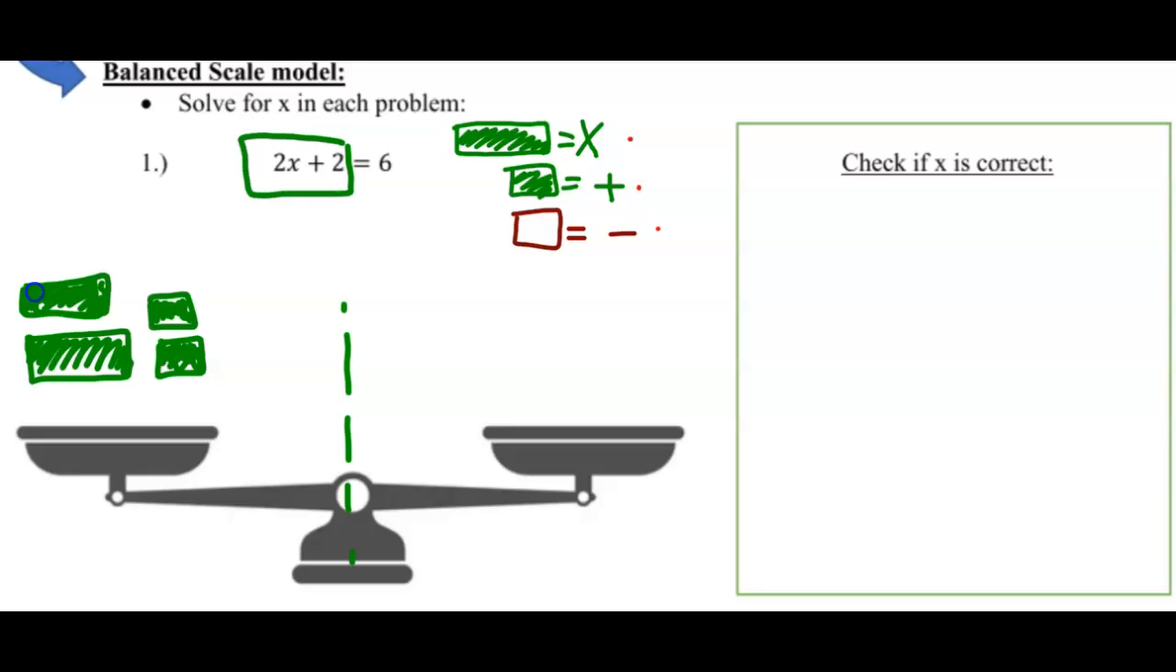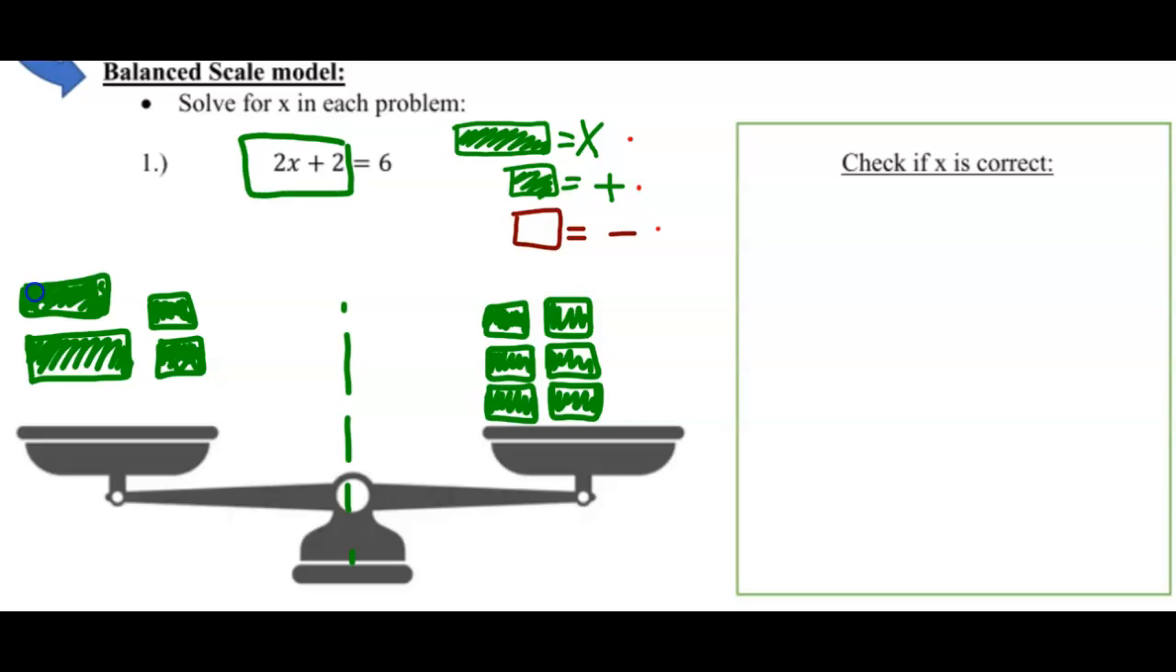And then over on the other side of the equation, so that would be this side of the balance, I would want to draw 6 of these little boxes, all colored in because it's positive. If it was negative, they would not be colored in.